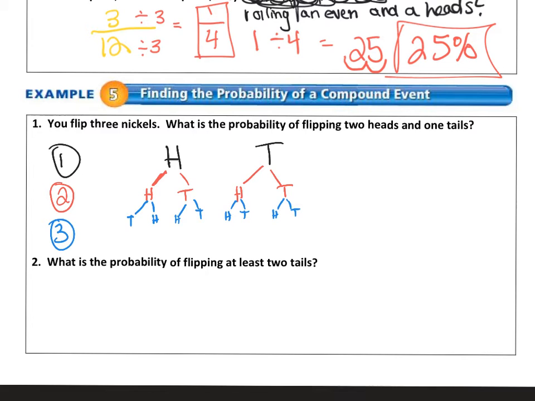So with this first coin, I could have flipped a head, and the second coin I could have flipped a head and then a tail. So I'm going to list that off as head, head, tail. Okay, so that was our first option. Or we could have flipped a head, head, head. Okay, next you could have flipped a head, tail, head. Or a head, tail, tail.